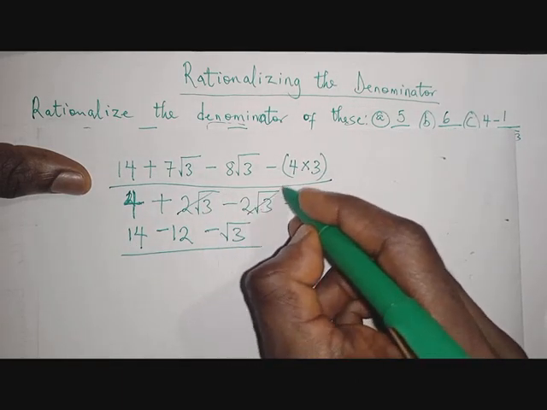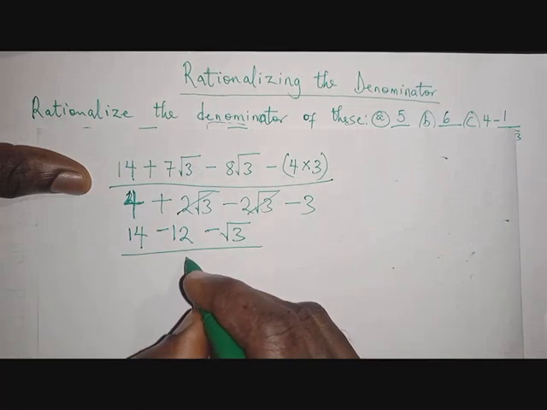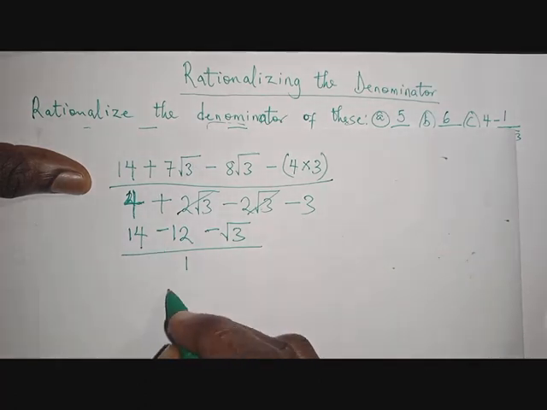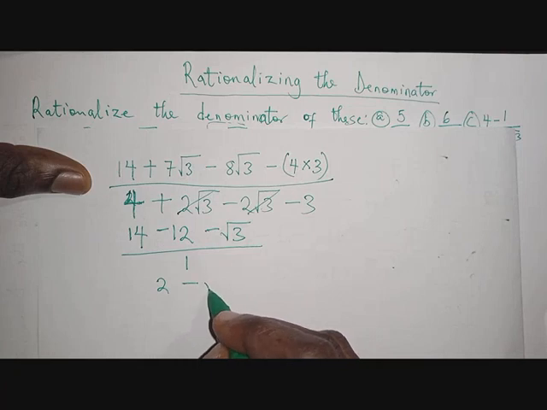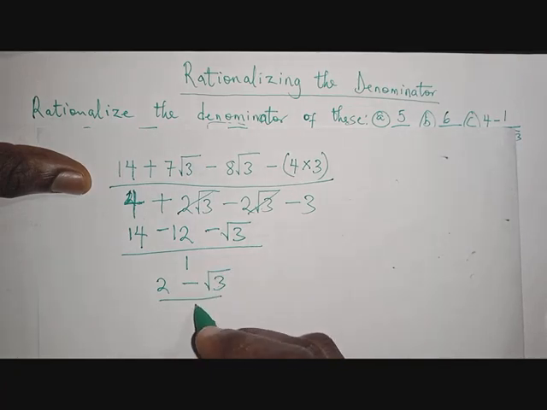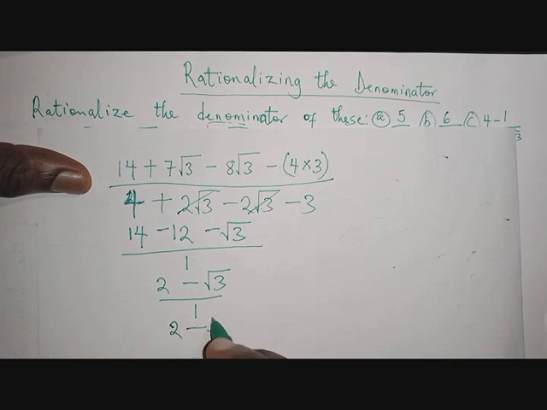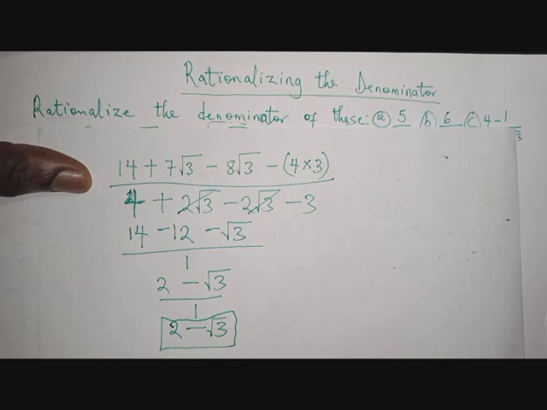Of course, this cancels out. Then 4 minus 3 is 1. So 14 minus 12 is 2. So this is 2 minus root 3 all over 1. Of course, 2 minus root 3 over 1 is simply 2 minus root 3. So that is the final answer, 2 minus root 3.